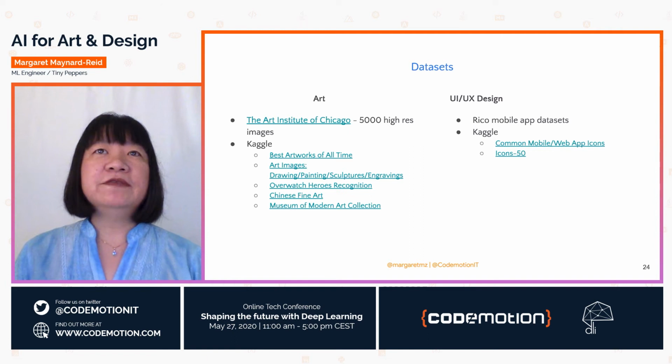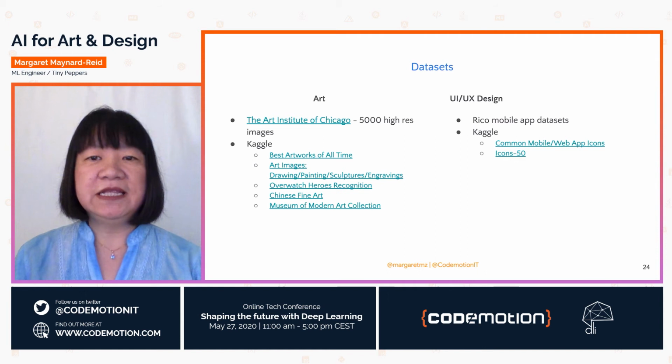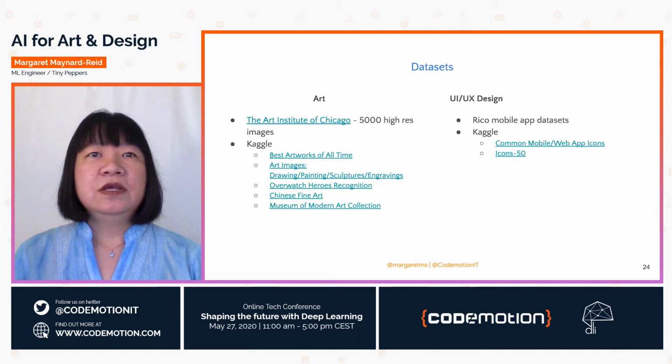It gives 5,000 high-res images. And then there is a ton of art data on Kaggle. For example, Best Artworks of All Time has paintings from 50 most influential artists. And you can also find drawings, paintings, sculptures, engravings, art images. You can find Overwatch hero pictures. You can find Chinese fine art. There's also the Museum of Modern Art collection.